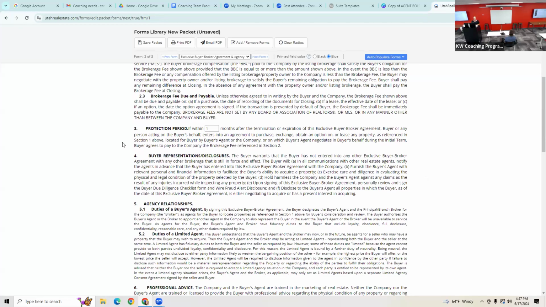Buyer representation. So this basically says that you have not entered into any other agreements with any other brokerage or realtor. Is that correct? Okay, he said yes. So this is our chance to make sure that we're letting the buyer know they cannot be in agreements with multiple people.